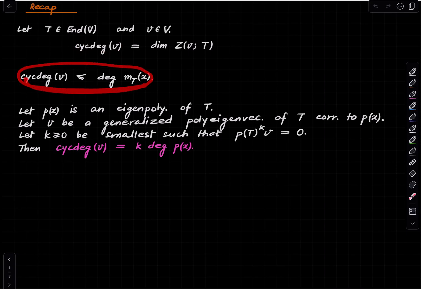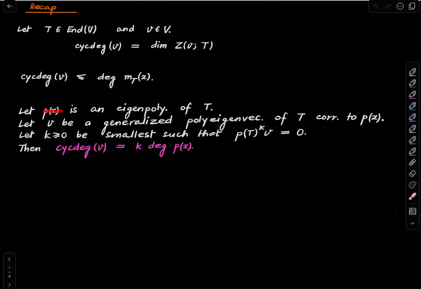Okay. And we saw, as a remark, that the cyclic degree of any vector is at most the degree of the minimal polynomial of the endomorphism in question. I did not supply a proof of it explicitly, but the material in the previous lecture should be enough for you to fill in the details immediately. Okay, and lastly, we proved something that we will need.